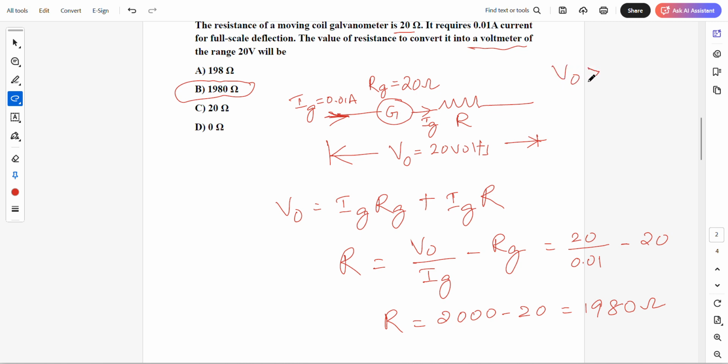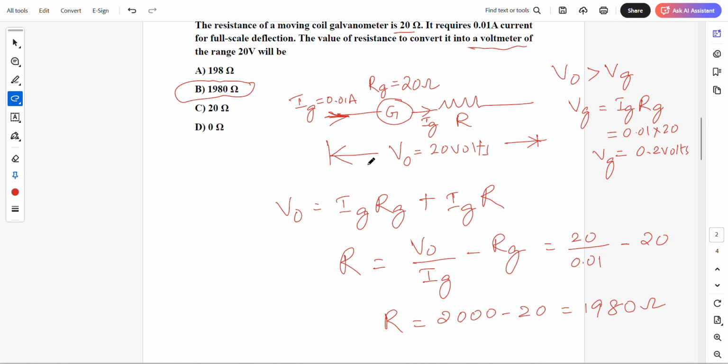Because here V naught is always greater than VG. How much is VG? What is the voltage across the galvanometer? That is given by IG into RG. IG is 0.01 into 20, how much is that? That is 0.2 volts. Therefore we will connect a resistor in series with it to protect this galvanometer.